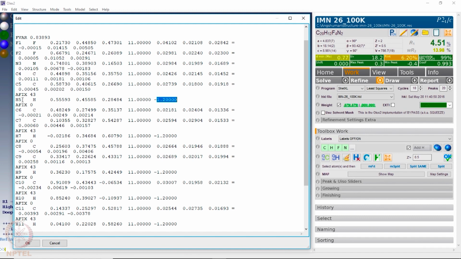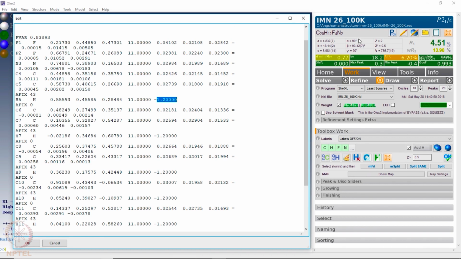So this hydrogen is riding on the carbon, and as the carbon changes its atomic position coordinates during refinement cycles, the corresponding hydrogen also moves along with it. Simultaneously, if there is a change in the thermal parameter of this particular carbon, then the thermal parameter of the hydrogen attached to it also changes.